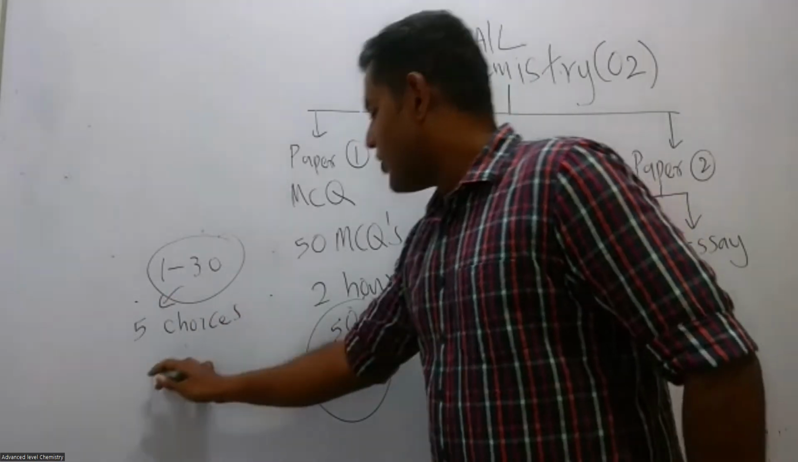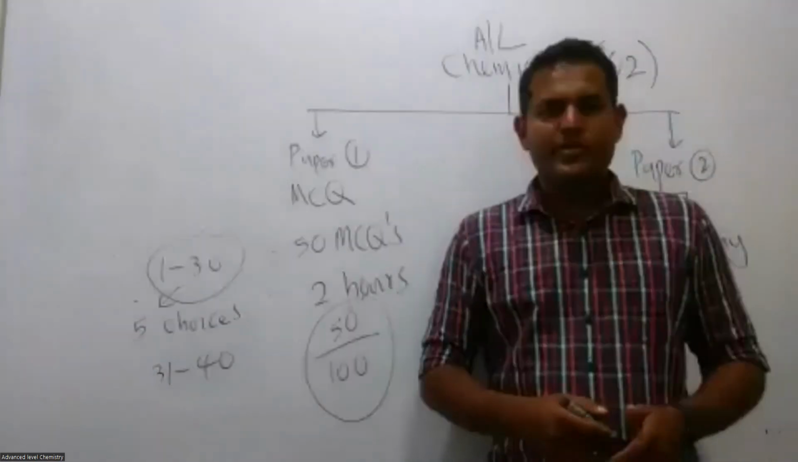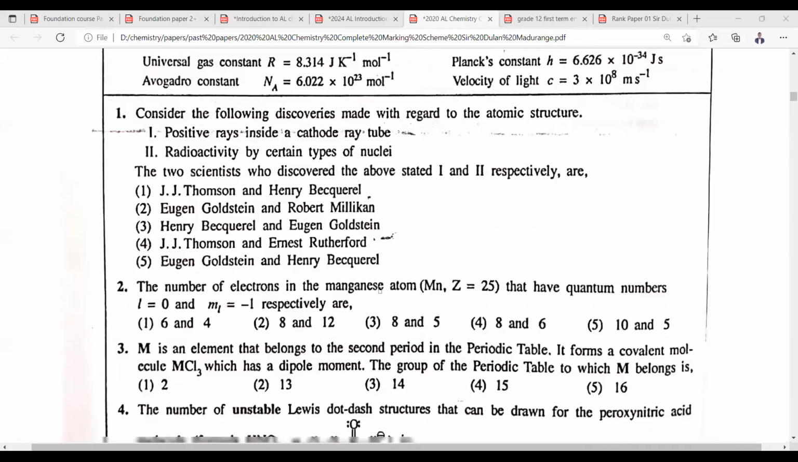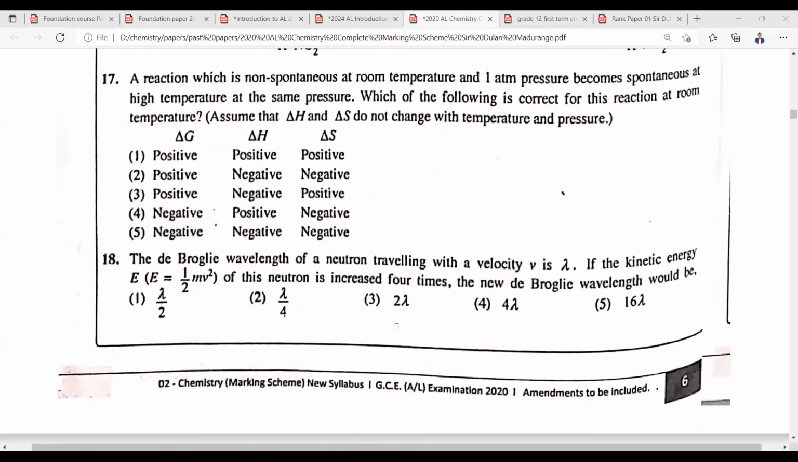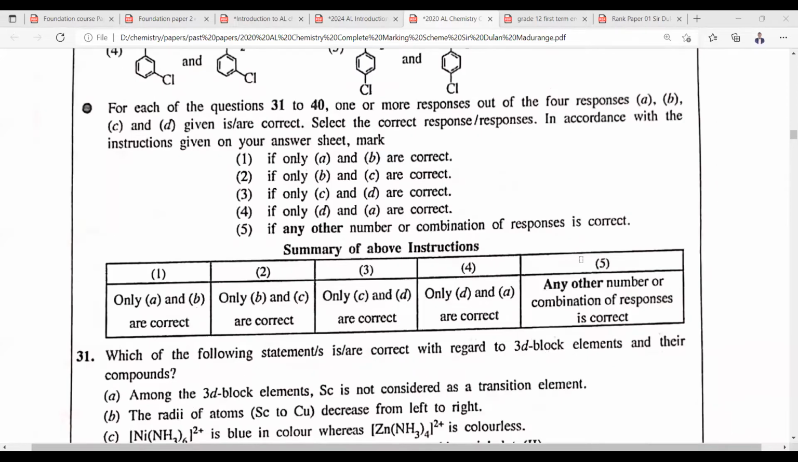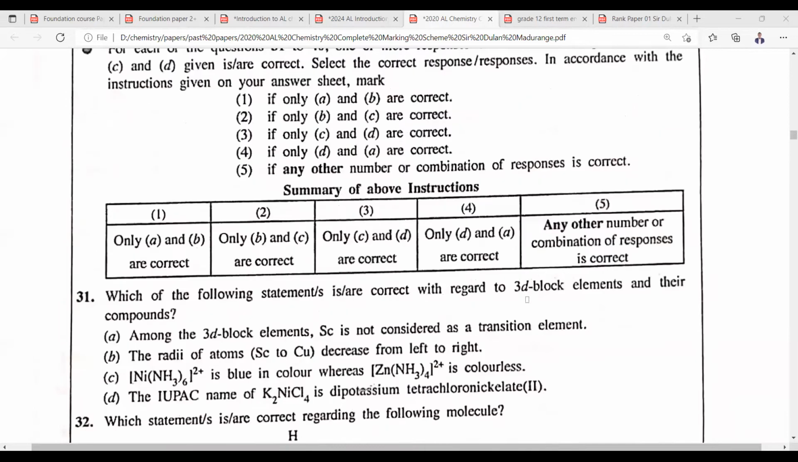But from 31 to 40, the pattern is a bit different. So let's move to the paper and scroll it. Just see question number 31. In question 30, we have 5 answers, but in 31, you can see there's no 1, 2, 3, 4, 5. It's always like this. It's a table. Can you understand what we have to do?